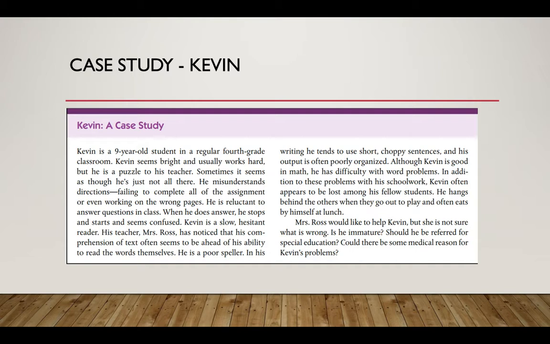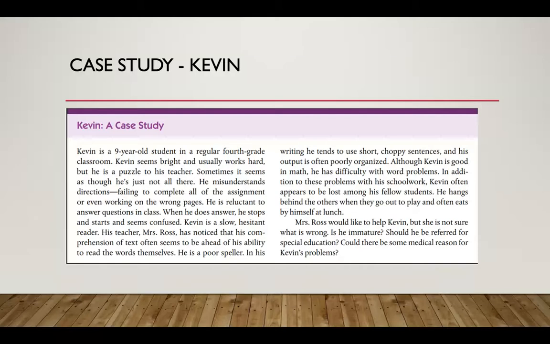His teacher, Mrs. Ross, has noticed that his comprehension of text often seems to be ahead of his ability to read the words themselves. He is a poor speller. In his writing, he tends to use short, choppy sentences, and his output is often poorly organized. Although Kevin is good in math, he has difficulty with word problems.